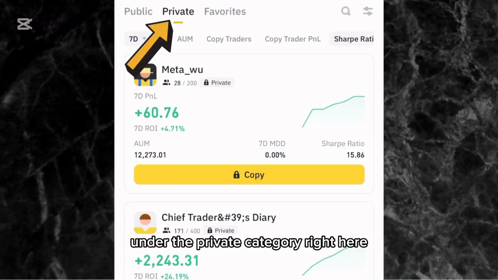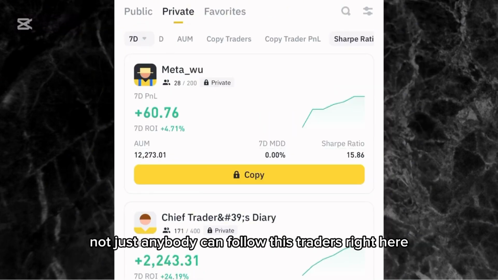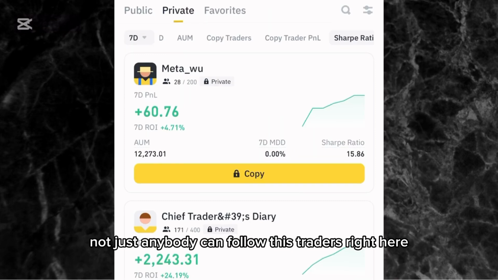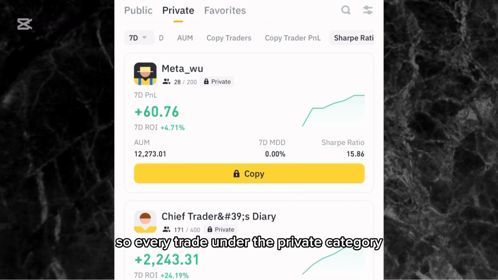Now, if you come right here under the private category, not just anybody can follow these traders right here. So here is how the private category works. Every trader under the private category, they'll create a private group, and then there'll be a code to join that group.